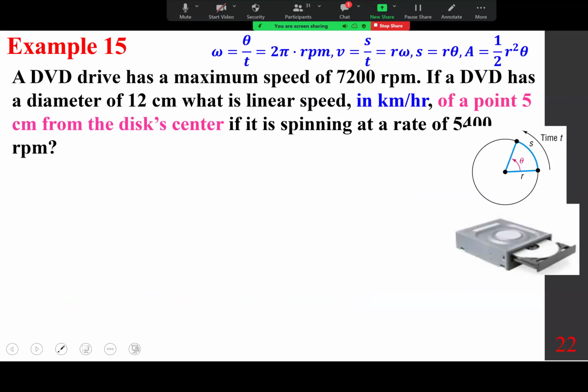Okay. Could somebody read this, please? A DVD drive has a maximum speed of 7,200 RPM. If a DVD has a diameter of 12 centimeters, what is its linear speed? What is its linear speed in kilometers per hour at 0.5 centimeters from the disk center if it is spinning at a rate of 5,400 RPM? Excellent.